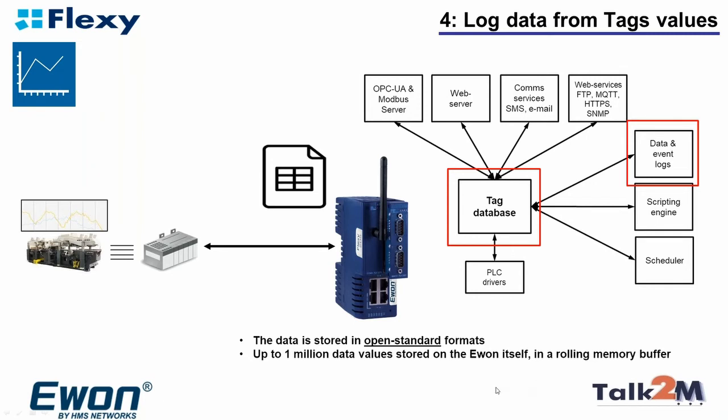As I mentioned, the Ewon has its own internal memory, which stores 1 million values. And you can put an SD card in the back, and using a high capacity SD card, you could store millions of values. And so you would have a permanent record of what the machine was doing for years and years and years if you put a large enough SD card in.